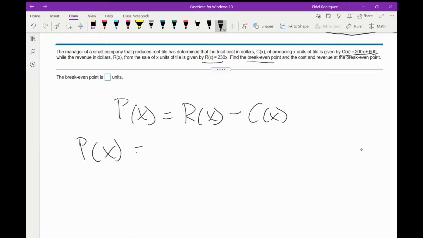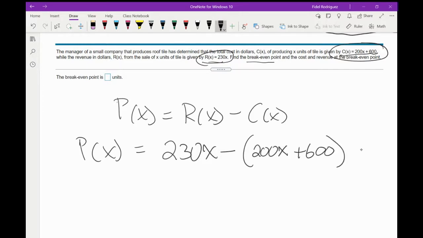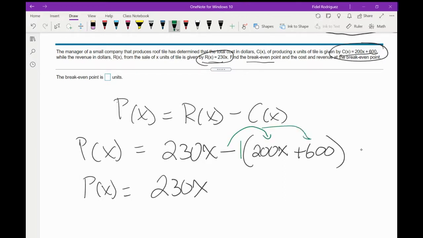So my profit function is going to be the revenue, which in this case is 230x, minus the cost, which is all this stuff right here. So I'm going to put that again in parentheses. Okay. And we're going to say our profit function is 230x. Remember, I'm going to think of this here as a -1, and I'm going to multiply it times both those parts. So that's going to become a minus 200x and a minus 600.